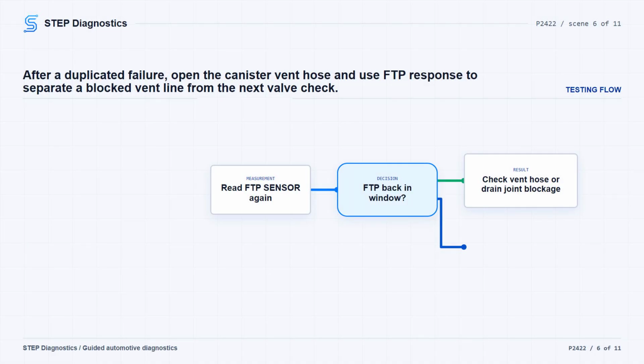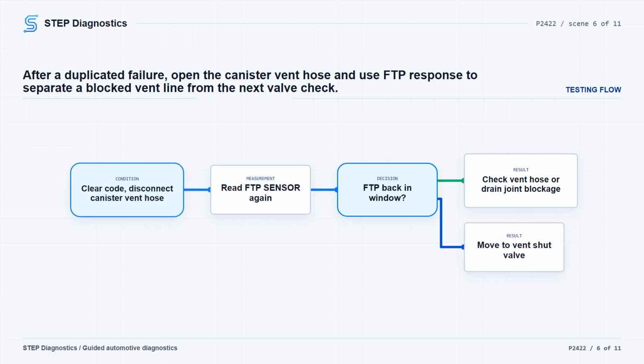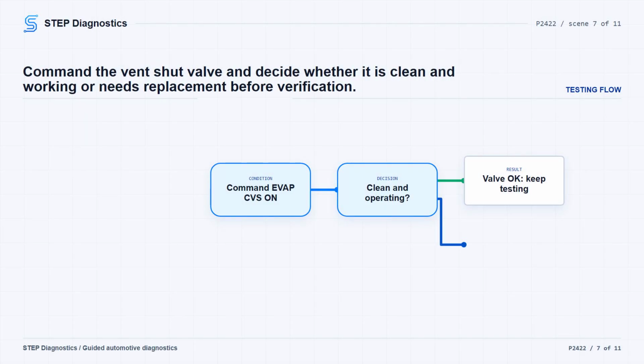If the failure is duplicated, clear the DTC with the HDS, turn the ignition switch to lock (0), and disconnect the EVAP canister vent hose from the EVAP canister. Turn the ignition switch to on (II), then check FTP sensor again in the HDS data list. The same normal window applies: between -0.67 and 0.67 kPa (-0.2 and 0.2 in Hg, -5 and 5 mmHg), or 2.4 and 2.6 V. If the reading is now in range, check for a blockage in the EVAP canister vent hose or drain tube joint, then move to repair verification. If it is still out of range, check the EVAP canister vent shut valve.